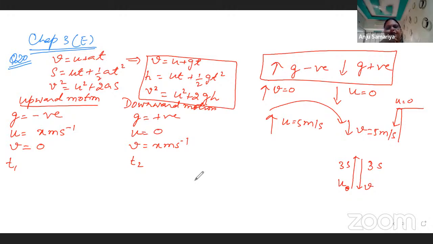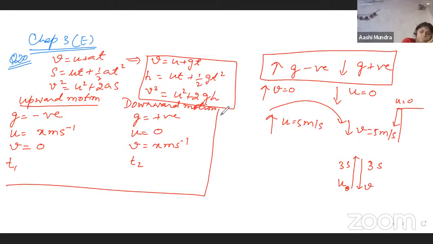Is this clear for everyone? This is a very important aspect. You have to know all these things, otherwise you won't be able to solve the questions. Everything clear? Yes, ma'am. Okay.